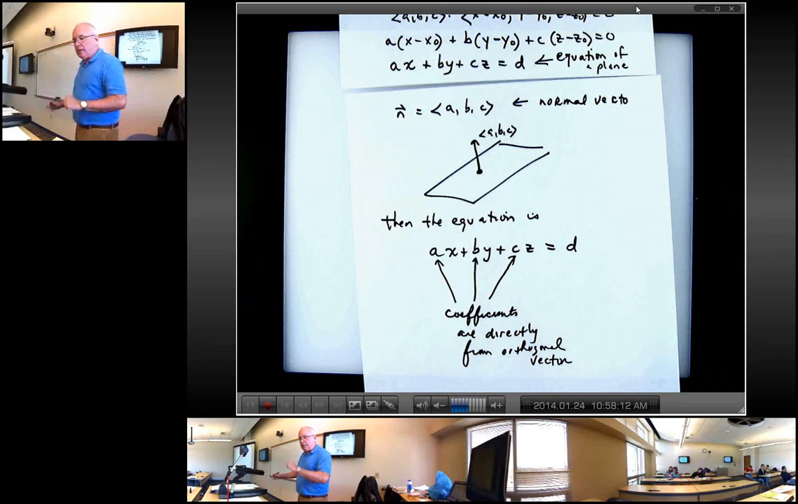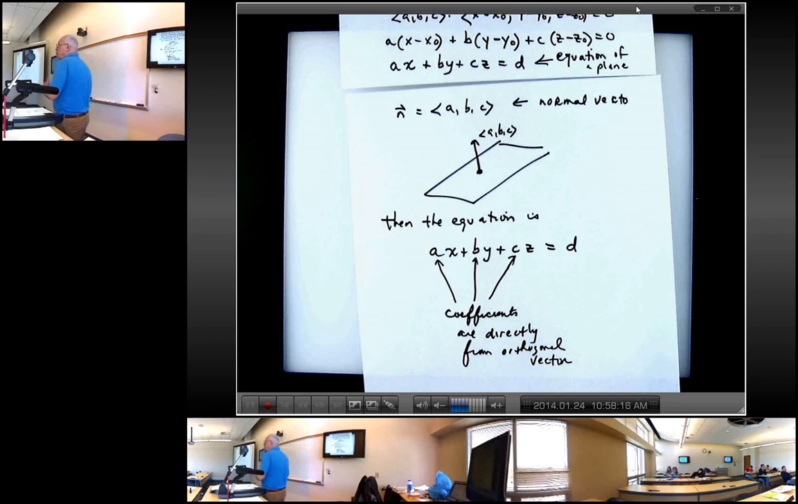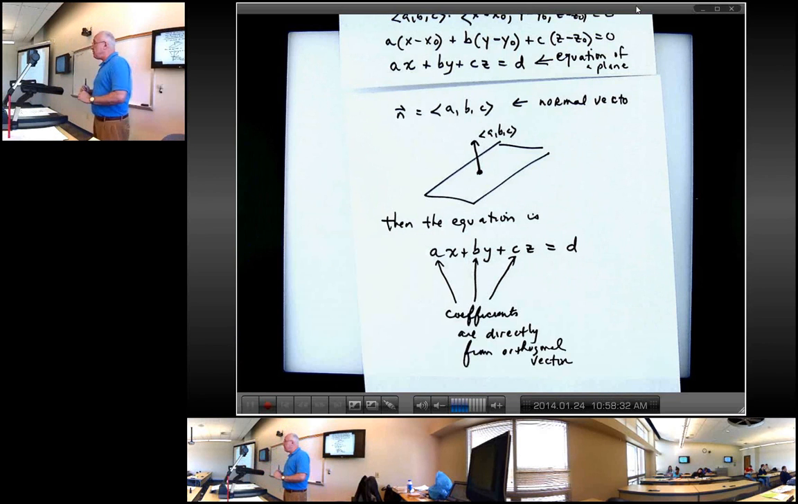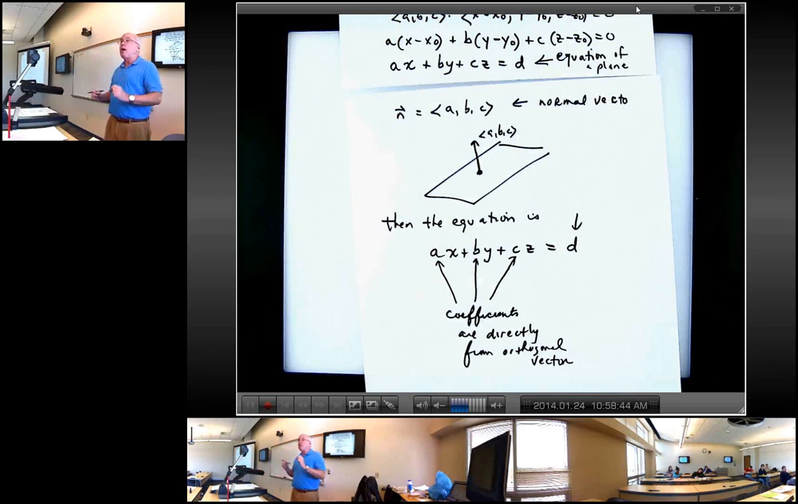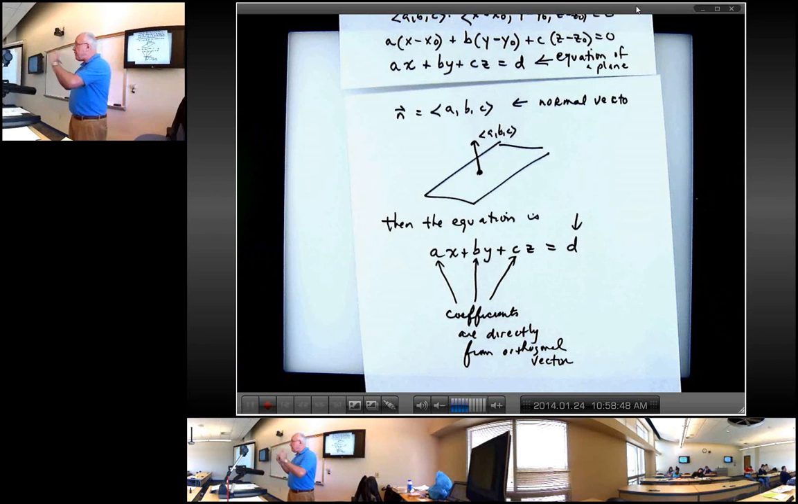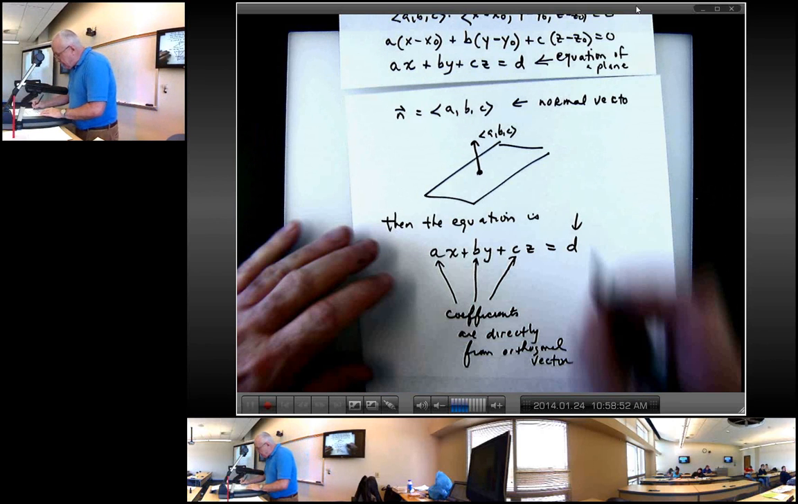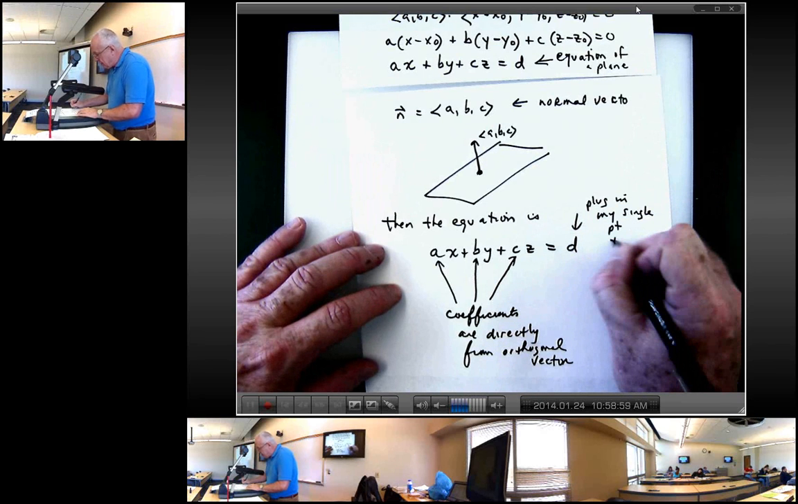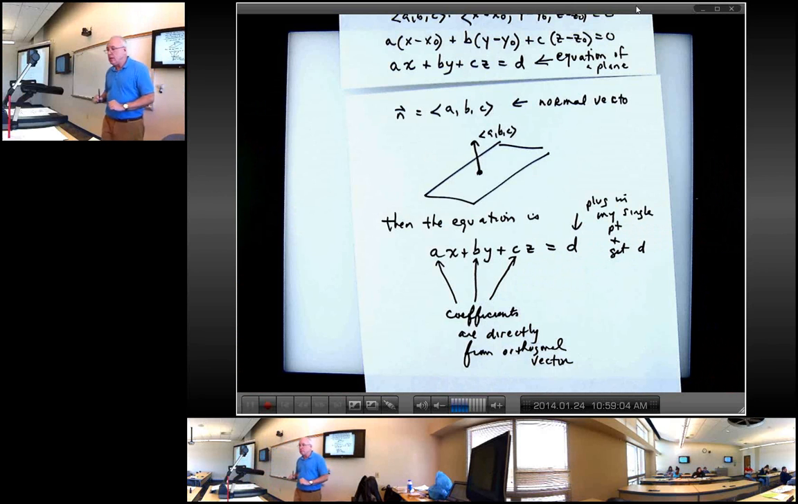Now, how do we find out what the number D is? Remember, to find the equation of a plane, I need a single point on the plane and its normal vector. The normal vector gives me the left-hand side of this equation, since the coefficients are all from the normal vector. This number D I get from the single point that's on the plane. To find out what D is, I plug in my single point and get D. Why don't we take a 5-minute break and I'll do an example showing how this works.